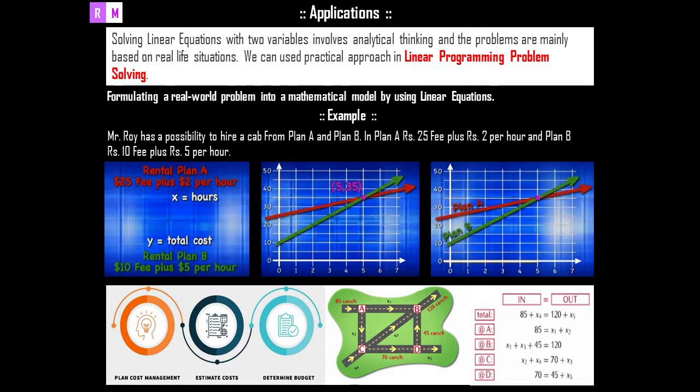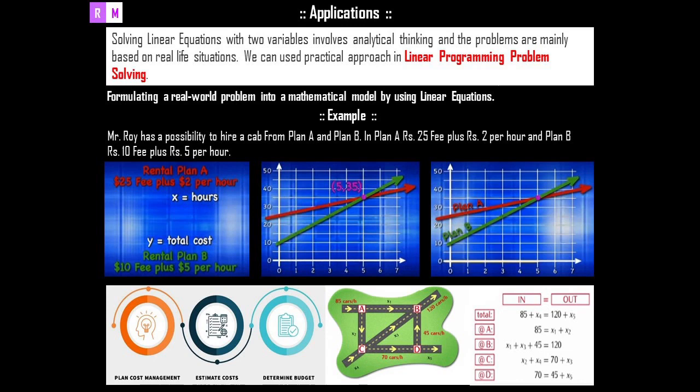There are so many applications of linear equations in our real life. Starting with one real life approach, linear programming problem solving, or formulating a real world problem into linear equations. In this given example, Mr. Rai has two choices, plan A or plan B. From the given equation, we can understand that to ride more than 5 km, he will choose plan A, but if he rides less than 5 km, he should choose plan B. Please try to understand the graphical representation.